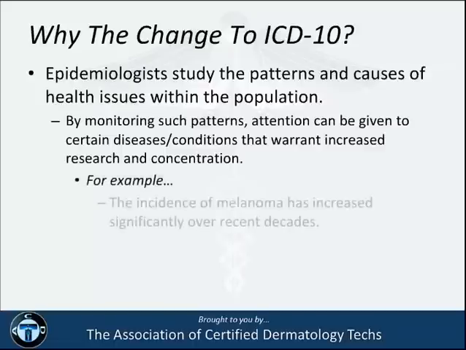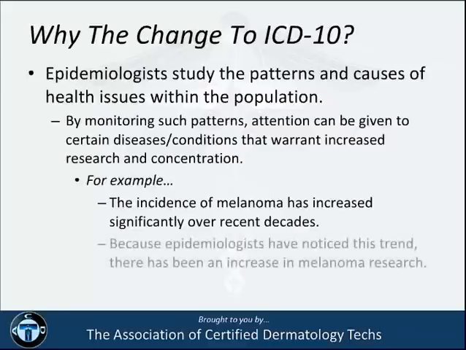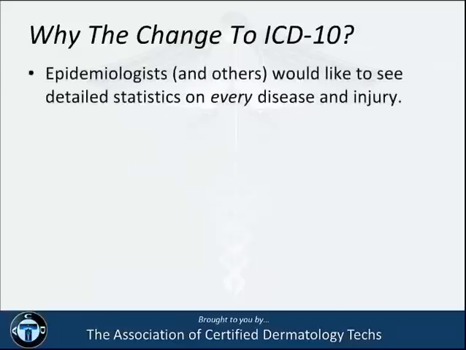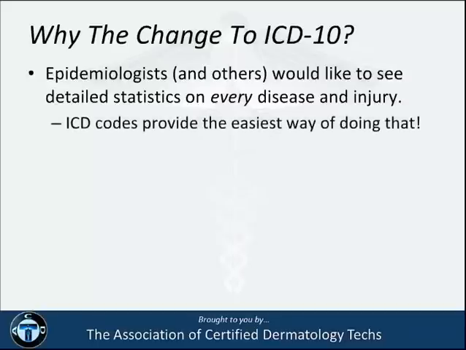For example, the incidence of melanoma has been increasing a lot in recent decades. Because epidemiologists have noticed this pattern, there has been an increase in research regarding the causes and treatments of melanoma. As you can imagine, epidemiologists and others, such as in the insurance industry, would like to see detailed statistics on every disease and injury, and analyzing the ICD codes assigned by physicians throughout the country is the easiest and most efficient way of doing that.